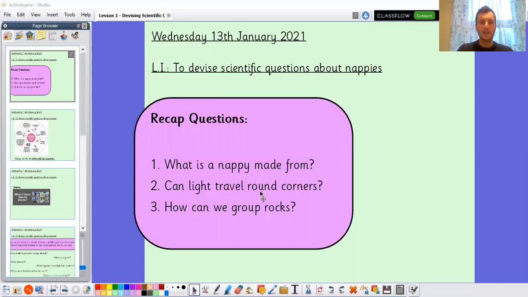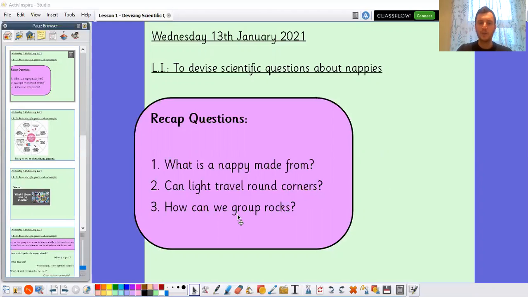Next question, can light travel round corners? As we learned in our light topic, light travels just in straight lines, so it cannot curve round a corner. The only way you might be able to get light to travel around a corner is if you have a mirror placed on that corner so it reflects off that mirror. But apart from that, no, it cannot.